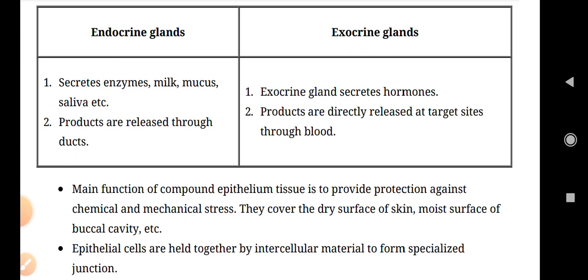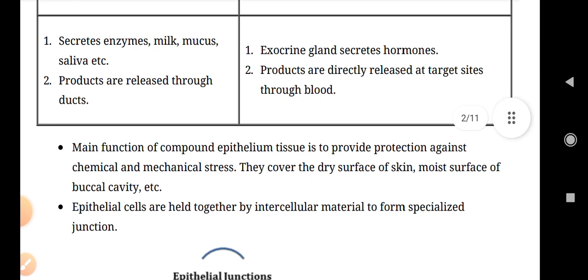Exocrine glands secrete enzymes, milk, mucus, saliva, etc. Products are released through ducts. Endocrine glands secrete hormones. Products are directly released at target sites through blood.